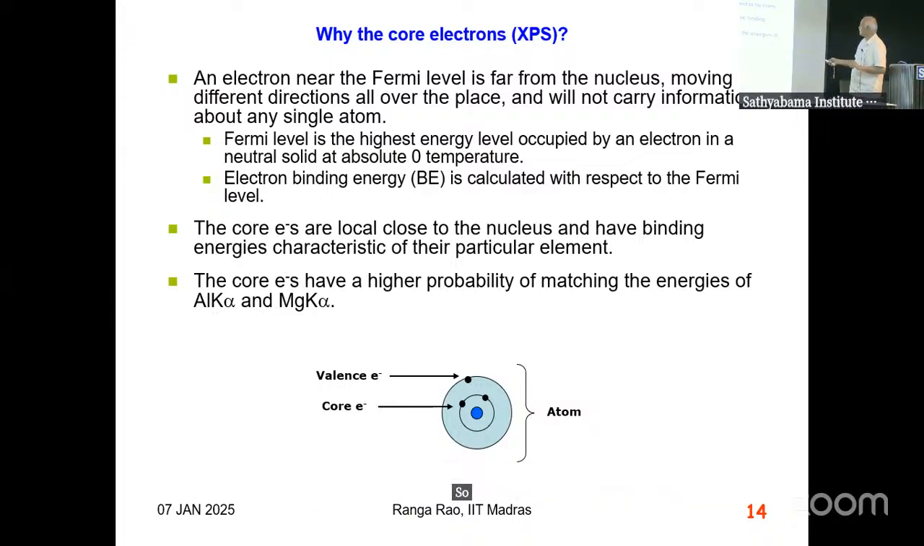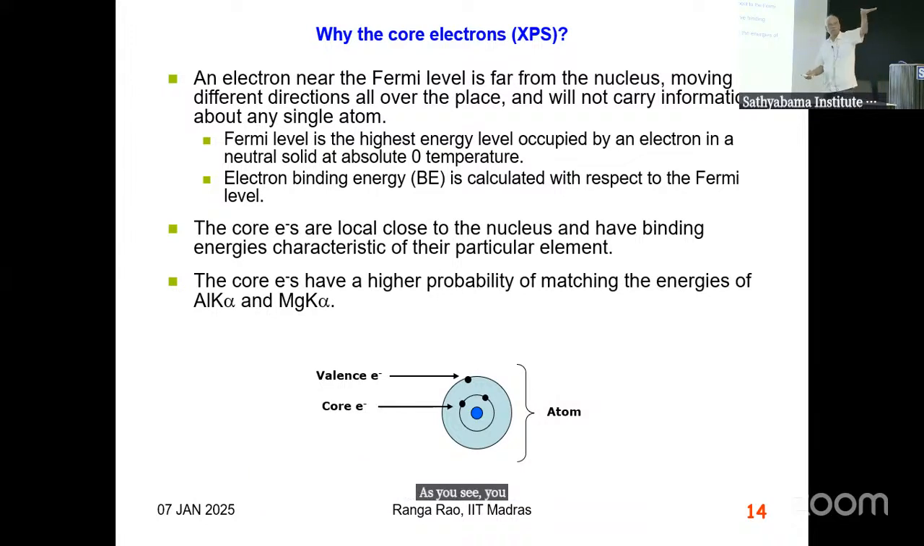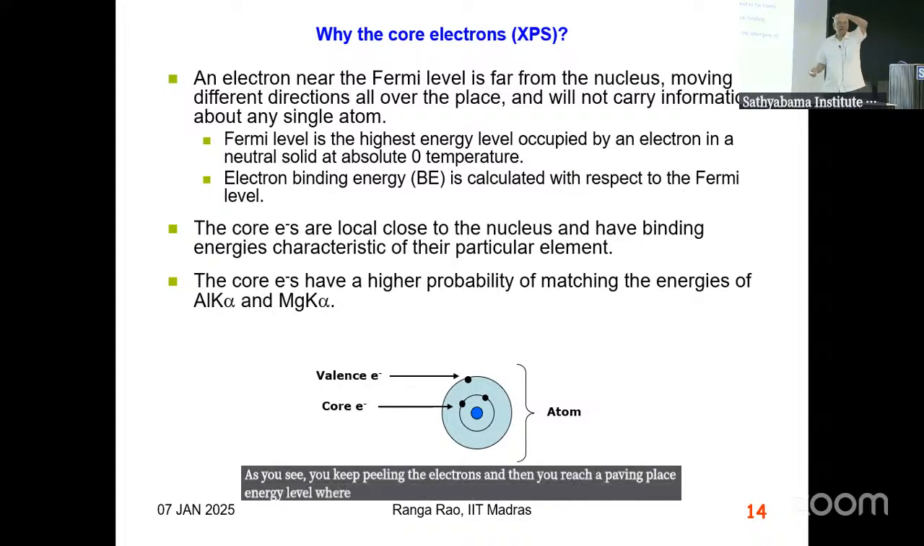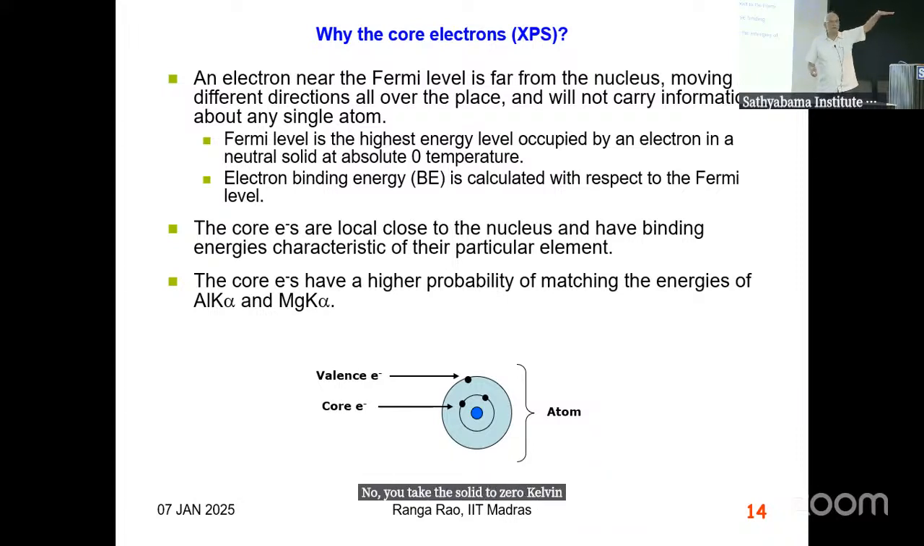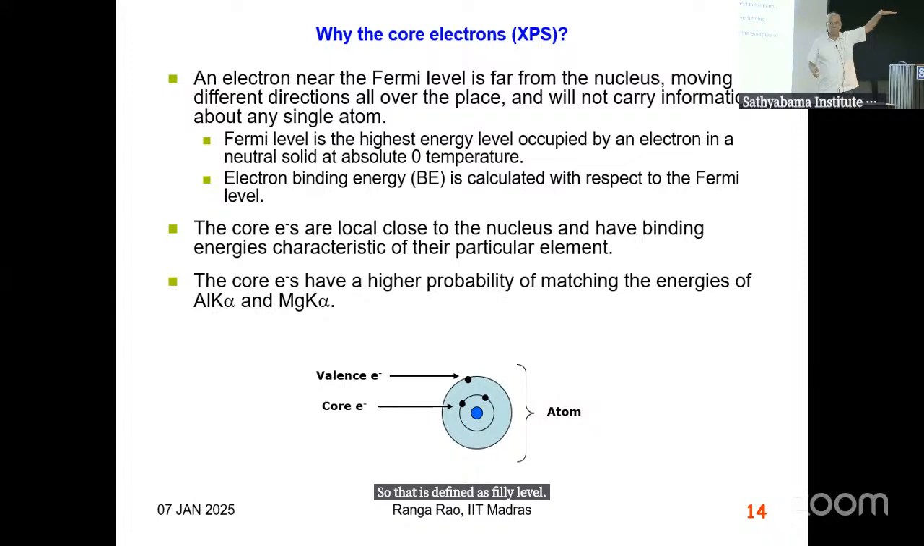The Fermi level is the highest energy level occupied by an electron in the neutral solid at absolute zero temperature. As you keep filling the electrons, you reach an energy level where the electrons are full up to that point. Now you take the solid to 0 Kelvin, and that is the highest level that electrons will occupy. So that is defined as the Fermi level, EF. The binding energy is calculated with respect to the Fermi level.